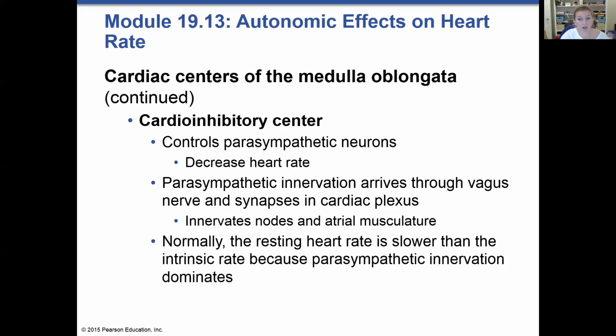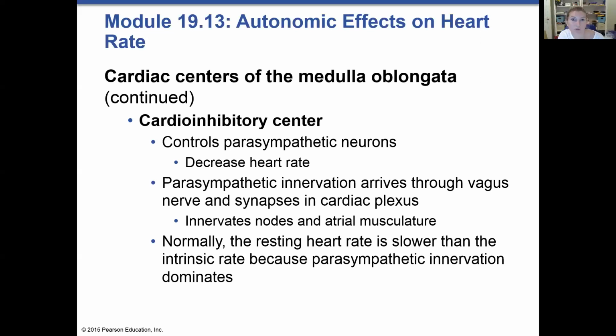Normally, the resting heart rate is slower than the actual heart rate that's being driven by the SA node, and that's because parasympathetic stimulation dominates. So in other words, remember, our SA node is generating action potentials at 80 to 100 beats per minute, but our heart rates are typically lower than that. And that's because our heart is constantly being slowed down by our cardioinhibitory center, by this parasympathetic activation. So our SA node wants to be hyper and give us lots of heartbeats, but the brakes are put on.